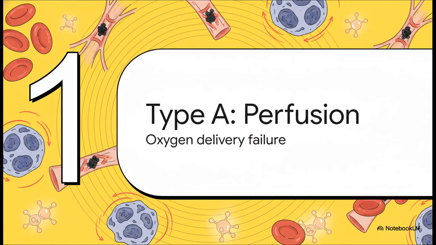So let's kick things off with type A. This is all about tissue hypoperfusion, and clinically this is the one you really worry about, being immediately life-threatening. It basically means your patient is in some form of shock and their cells are literally suffocating.